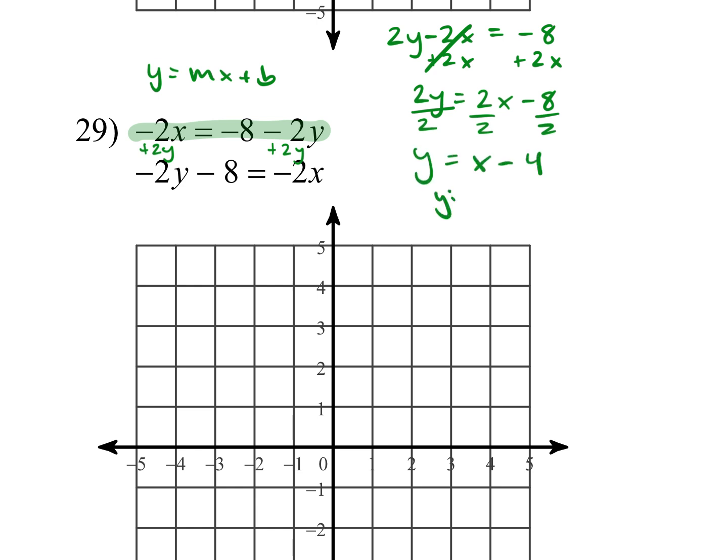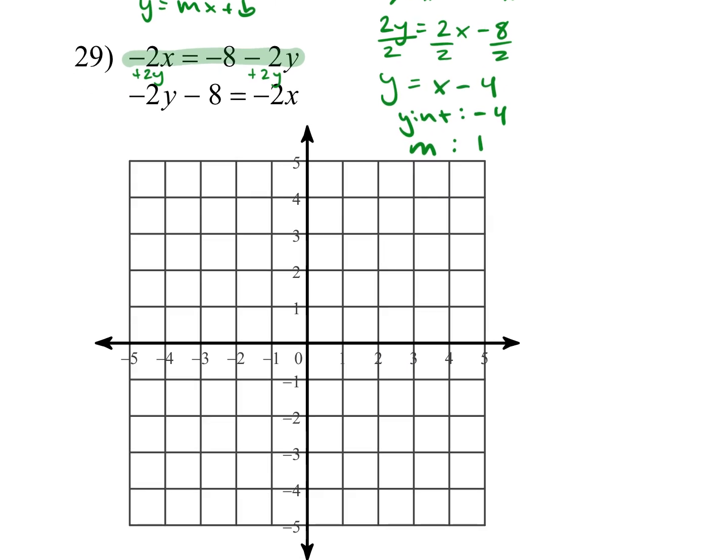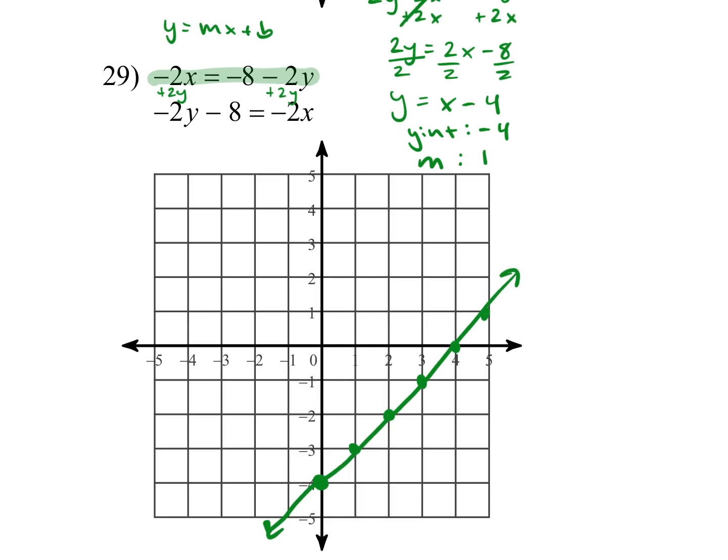So what's our y-intercept? Negative 4. And what's our slope? 1. Awesome. So we cross the y-axis at negative 4. And our slope is 1. We go up 1 to the right 1, up 1 to the right 1. And we can connect our points with a line. Now let's do the same thing with our second equation.